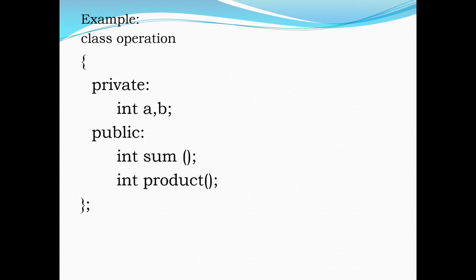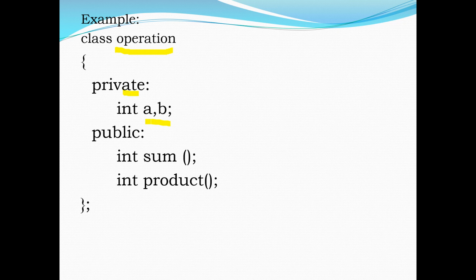Here we have a small example for defining a function outside the class. I'm going to take a small example for an operation, with two operations: sum and product, the sum of two numbers and the product of two numbers. So I'm going to create a class called operation. In this class operation, I have two data members, A and B, which are declared inside the private section.